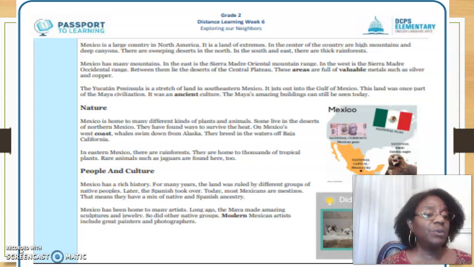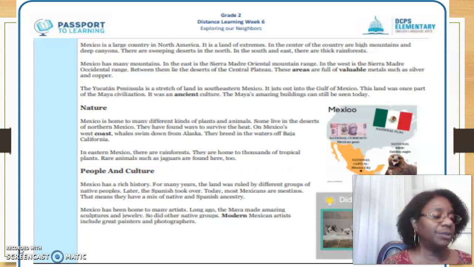They breed in the waters off Baja California. In eastern Mexico, there are rainforests. They are home to thousands of tropical plants. Rare animals such as jaguars are found there too.